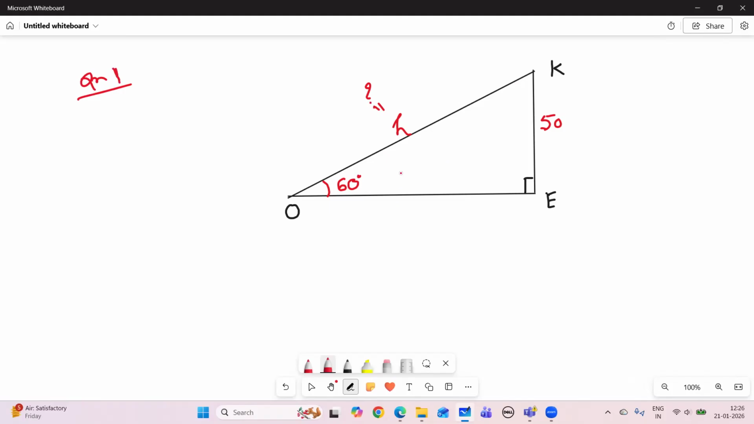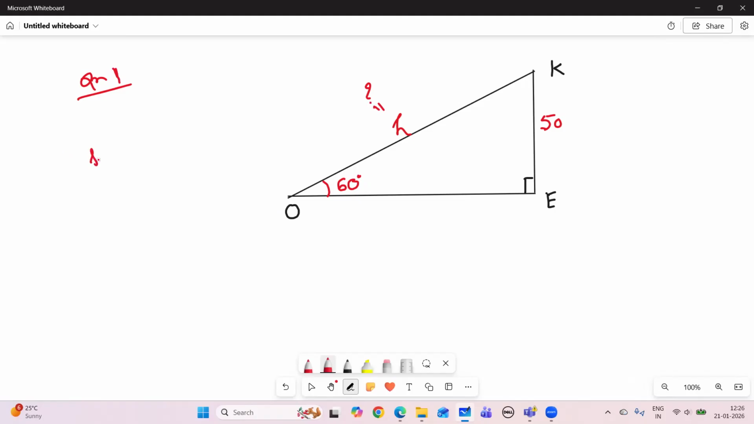What is the relationship among these three? We have to find h. We are given this height of the kite above the ground, that is KE, to be 50 units. And this is the angle of elevation. What is the relationship among these three: 60 degrees, h, and 50? So this KE is the opposite side of 60, and OK is the hypotenuse. The relationship between opposite side and hypotenuse is formed by the sine of this angle. That is, sine 60 degrees is opposite side by hypotenuse.